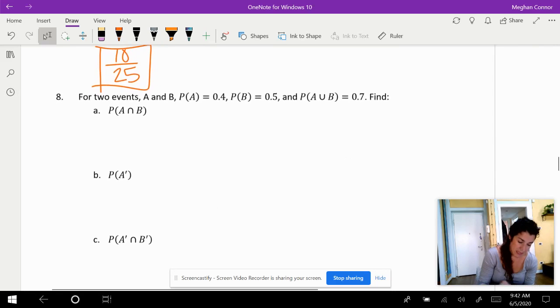For two events, A and B, the probability of A is 0.4 and the probability of B is 0.5. The probability of their union, so either this or this, everything together with no repeats, is 0.7. So we're going to follow what we know about, let's make a diagram. So we'll make this out of 10.